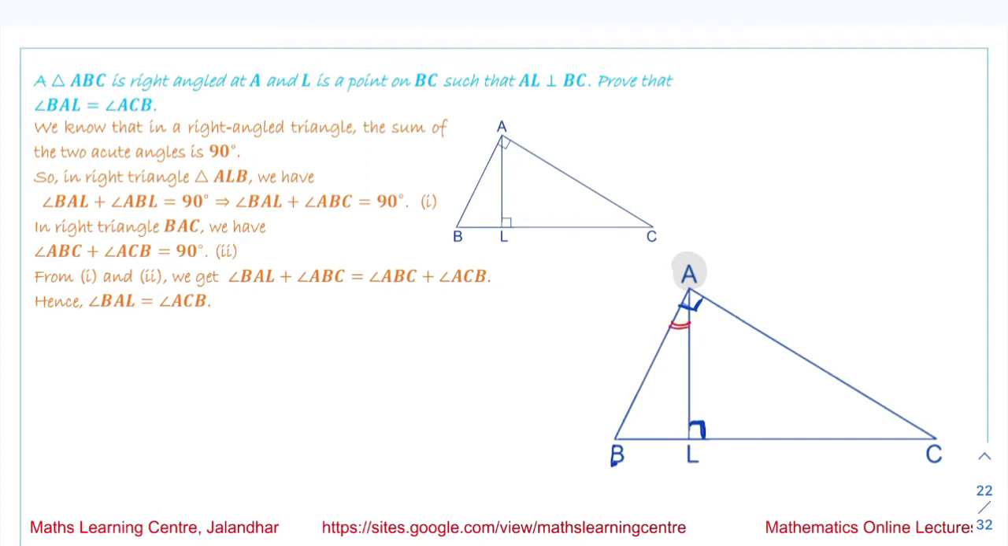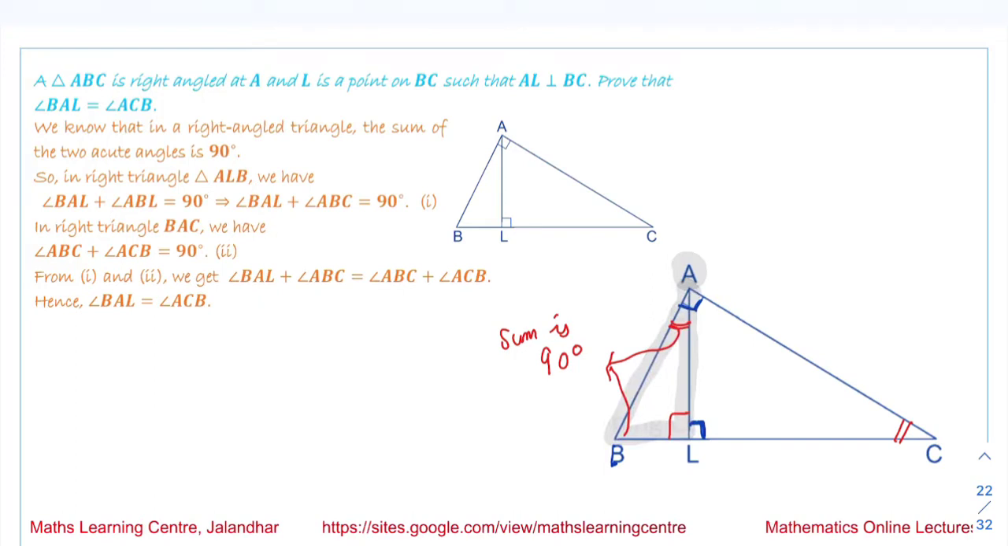How we are going to prove this is, we will consider the first right angle triangle we are talking about, it is ALB. The sum of the angles will be 180 degrees. It means the sum of these two angles is 90 degrees, because the third angle is already given to be 90 degrees. I am talking about this triangle over here.